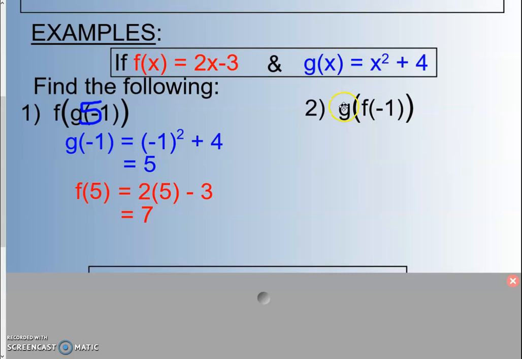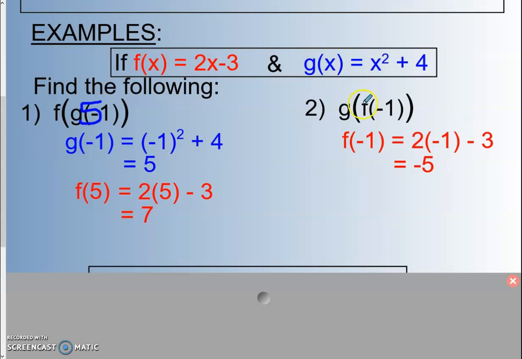Now, if we switch it, g of f of -1, it's going to give us a chance to see, hey, is the composition of functions something that's commutative? Well, let's check and see what this is. Again, you always start with the innermost function. So we're going to take f of -1. So f takes 2 times whatever you drop into it and subtracts 3, and that gives us -5.